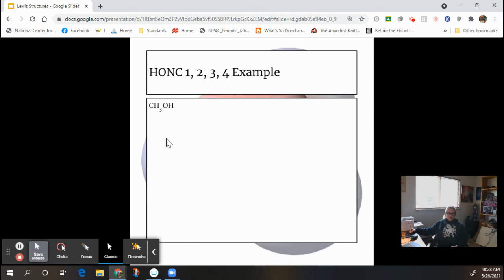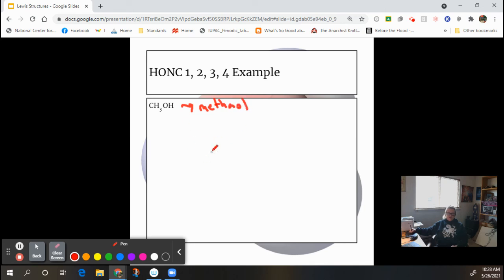So I'm going to show you how to draw the Lewis structure for this compound, which is called methanol. I'm just going to tell you that, and if I have time, I'll tell you how I knew it was methanol. I read an organic compound, and I know it's organic because it has carbon in it, left to right. So I'm going to start with carbon, and according to HONC 1, 2, 3, 4, carbon gets 4 bonds. So here comes its 4 bonds. Remember, those bonds each contain 2 electrons.